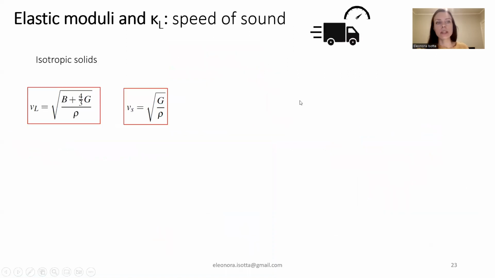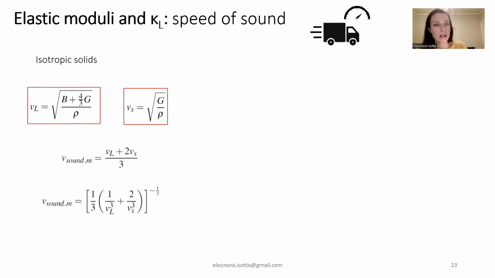So speed of sound can actually be calculated from elastic moduli, because for an isotropic solid, for example, the speed of sound is simply a direct function of the elastic moduli and the density. So it can be very straightforwardly calculated from elastic moduli. We normally calculate the longitudinal and the shear component, and then we can use one of these methods here to make an average and have an average speed of sound.